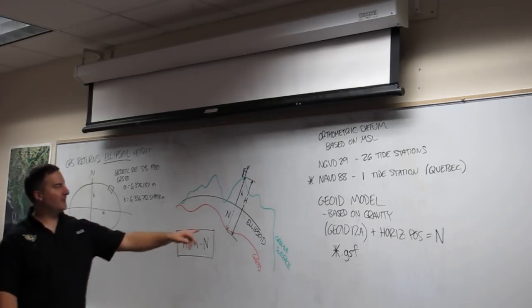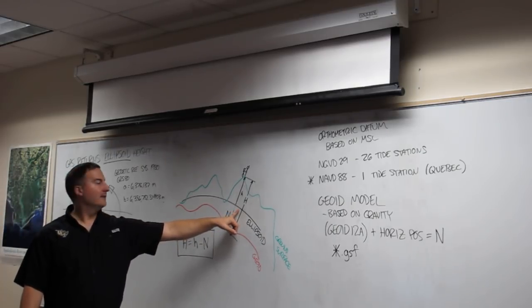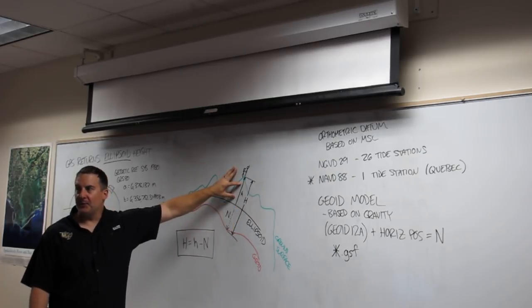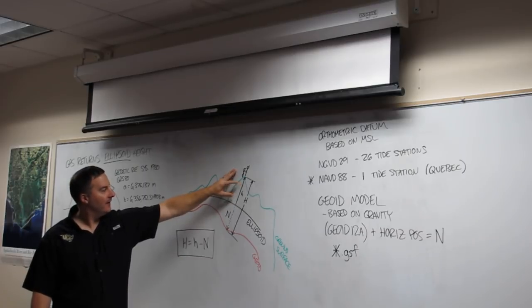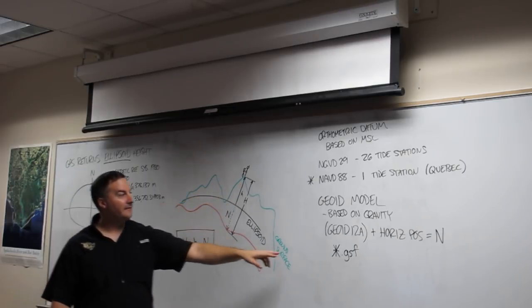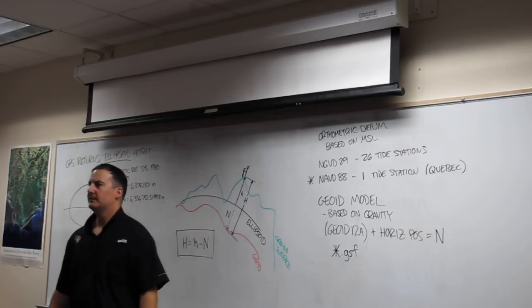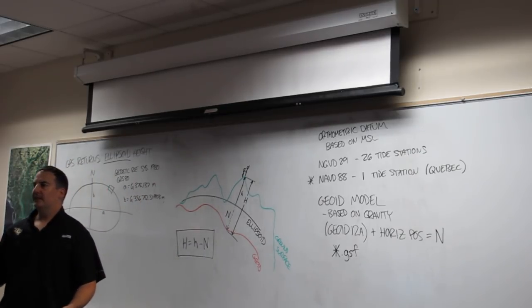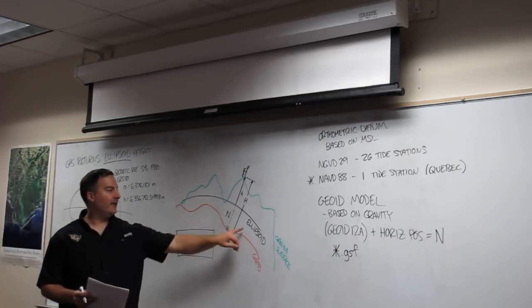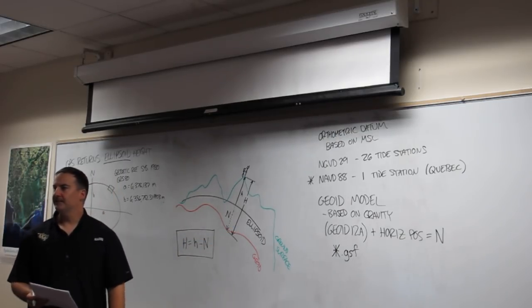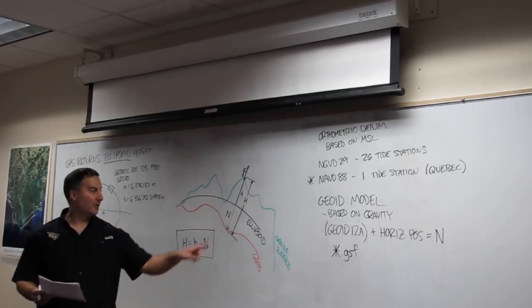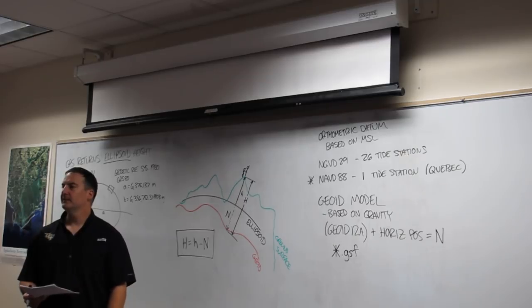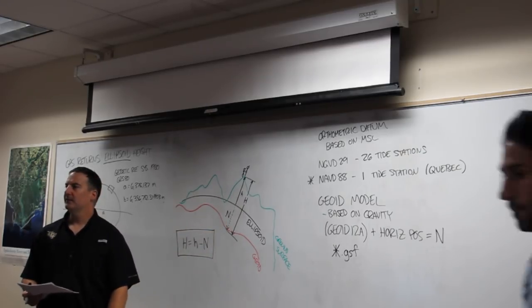Based on your horizontal position, you know this point. This h you read from your GPS. N you derive from the geoid model. The geoid model is really a series of horizontal positions and their corresponding Ns. And it interpolates your height from the ellipsoid to the geoid based on that model.